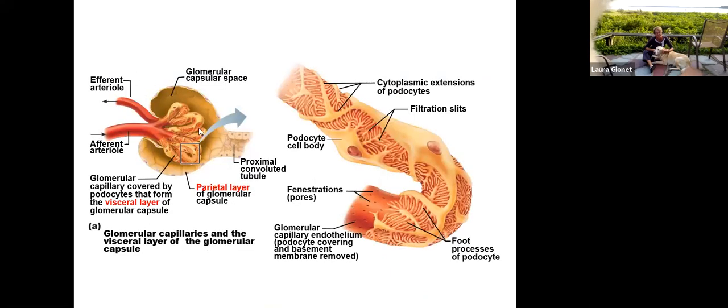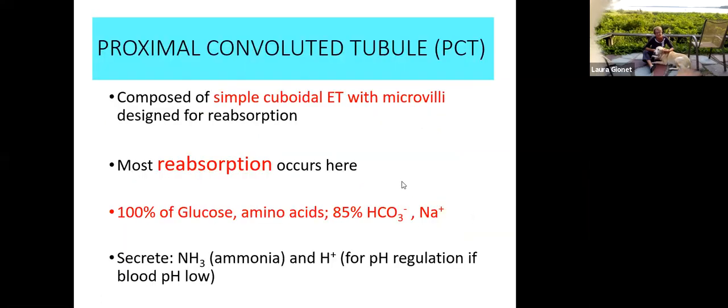This just shows you, here we have the renal corpuscle. You can see the Bowman's capsule to the outside, the capillaries to the inside, and the hydrostatic pressure pushes fluid out that will then be transported down through the tubular system of the nephron.